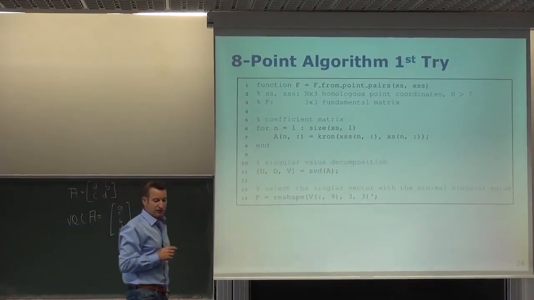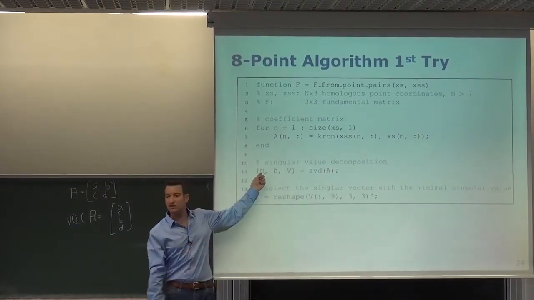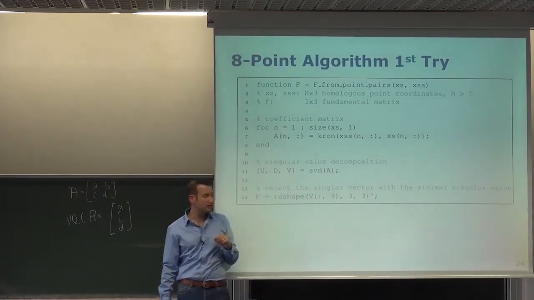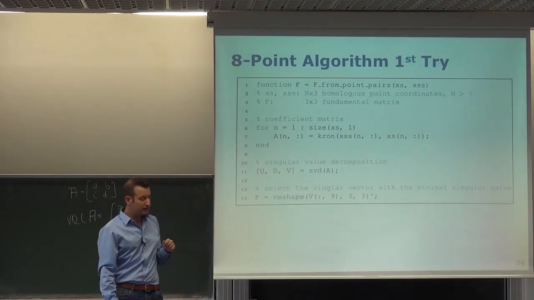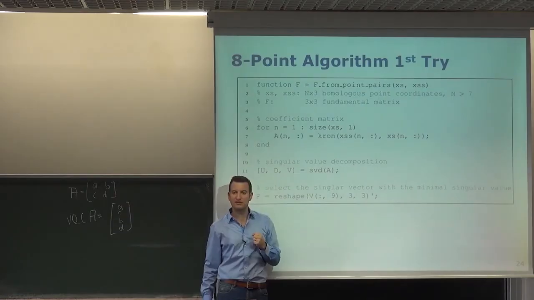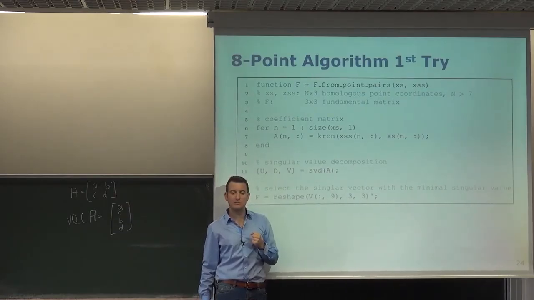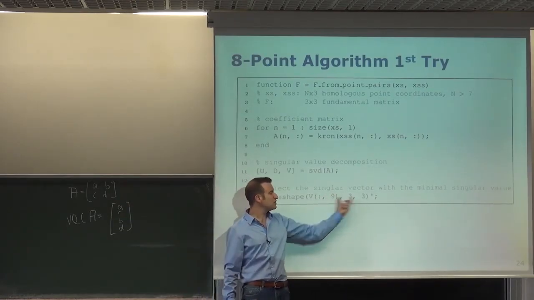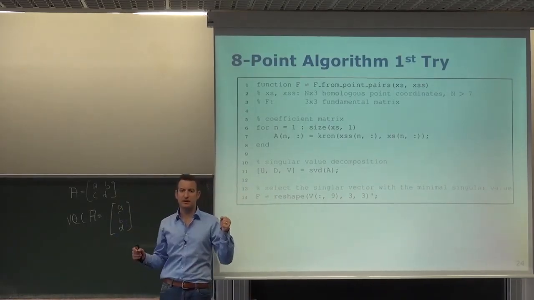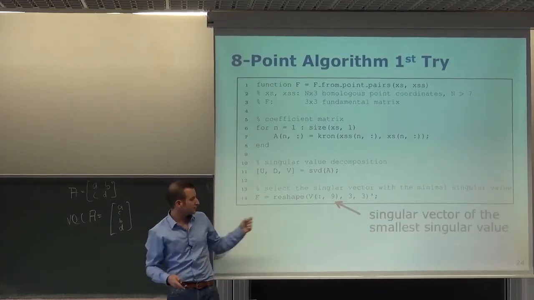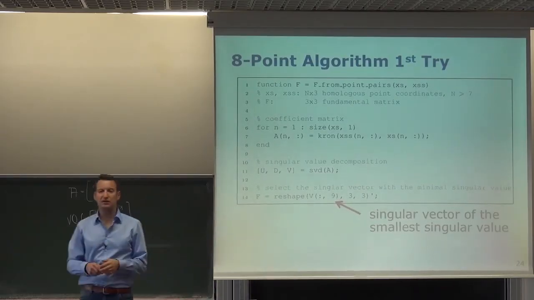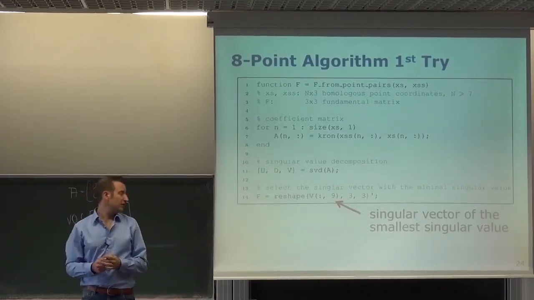Okay, then the next thing I need to do, I compute the SVD, so singular value decomposition of A, and obtain my U, D, and my matrix V. And what I then do is I take the last column of this matrix V and reshape it in a form that I turn this 9-dimensional vector into a 3 by 3 matrix. So this element here is the singular vector, or right singular vector, corresponding to the smallest singular value.